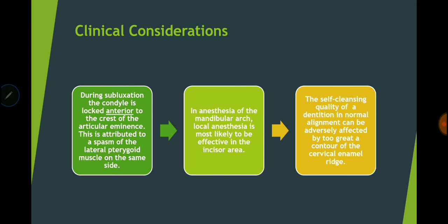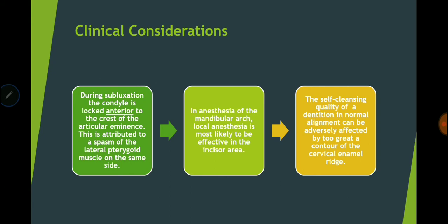Let's talk about subluxation. So the subluxation of the condyle is when the condyle is locked anterior to the crest of the articular eminence, and this is attributed to the spasm of the lateral pterygoid muscle on the same side. Okay, lateral pterygoid muscle spasm on the same side is going to cause a subluxation.